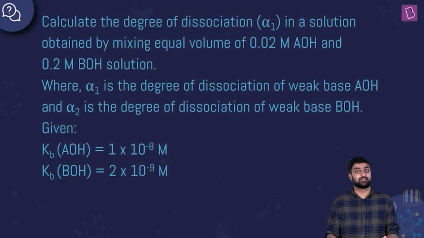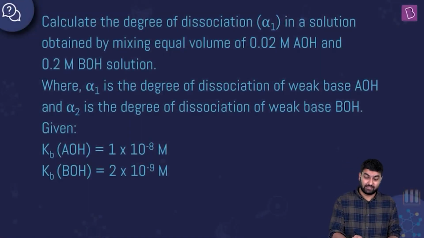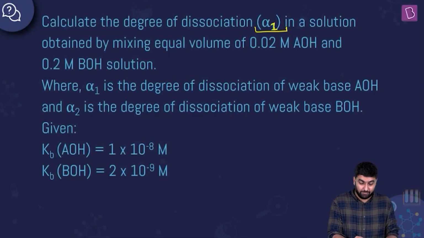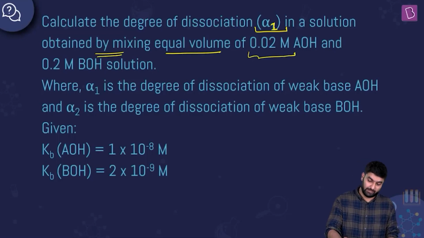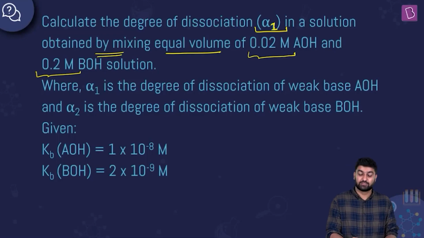Alright, let's take a look at this question. This question is saying, calculate the degree of dissociation alpha 1 in a solution obtained by mixing equal volumes of 0.02 molar AOH and 0.2 molar BOH. Okay, so note down that this is equal volume, right?